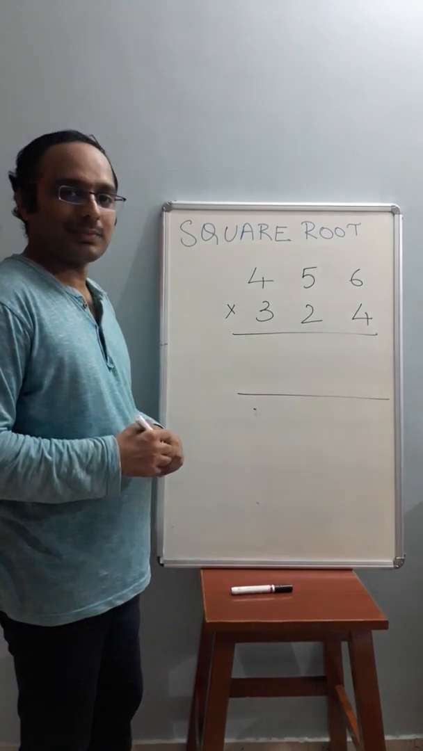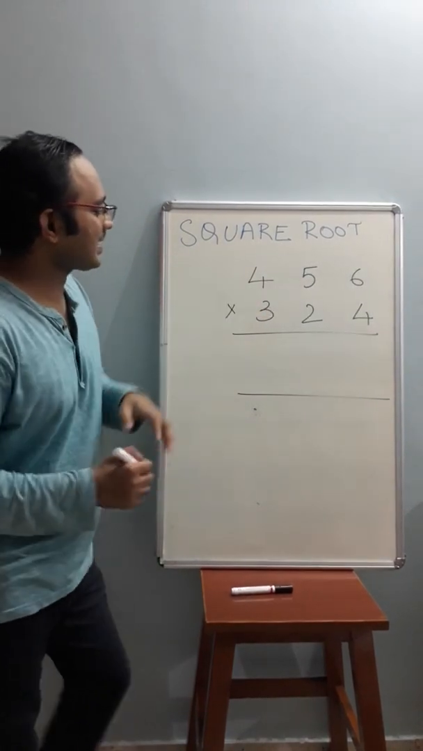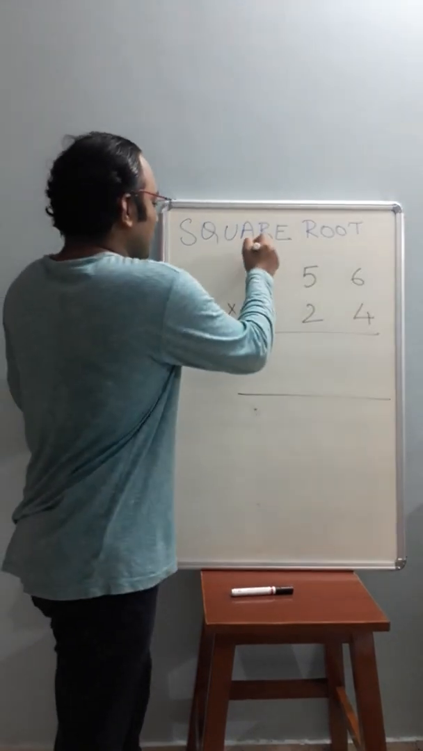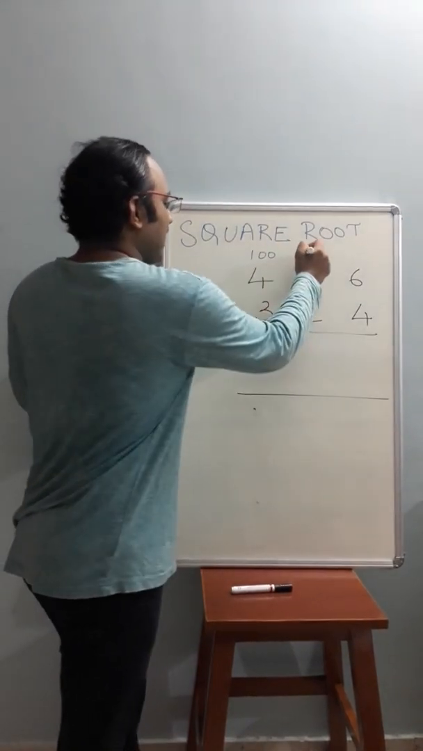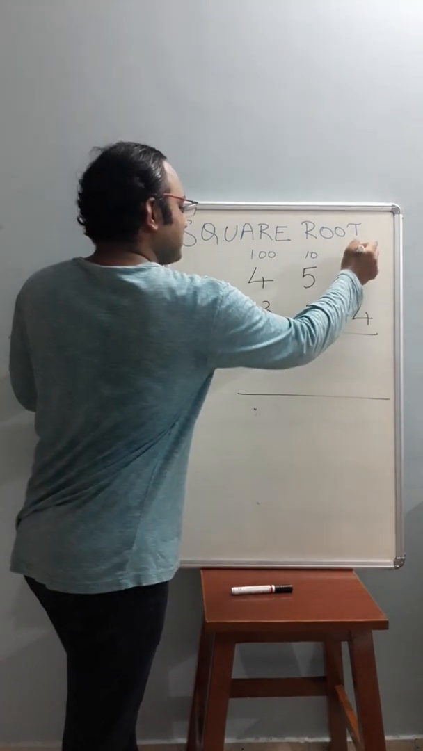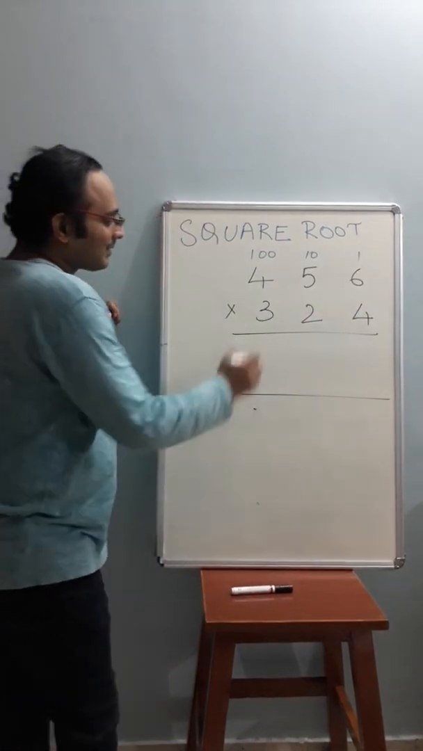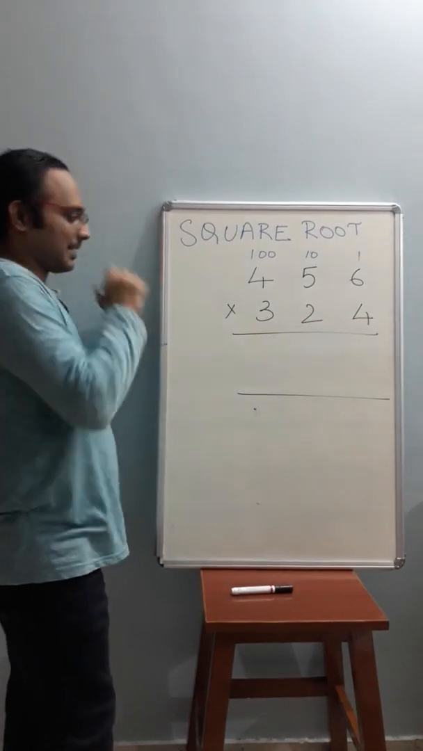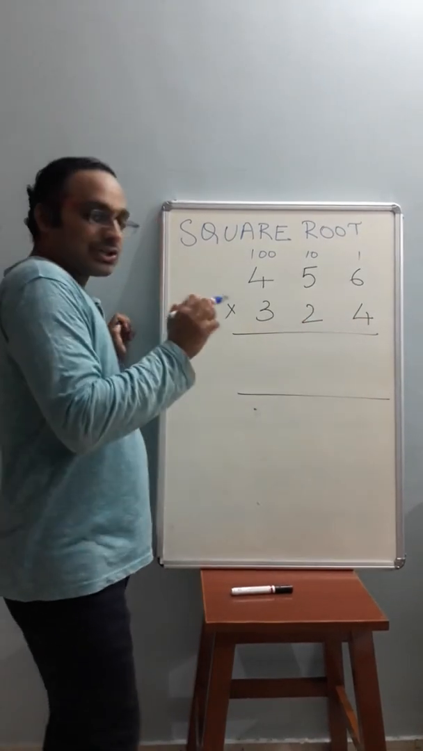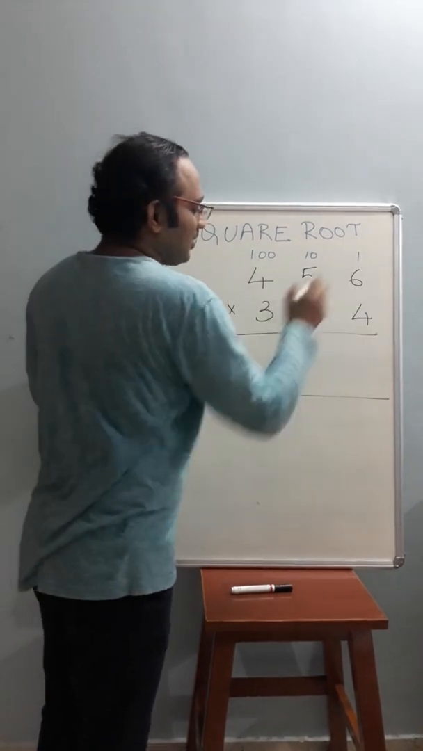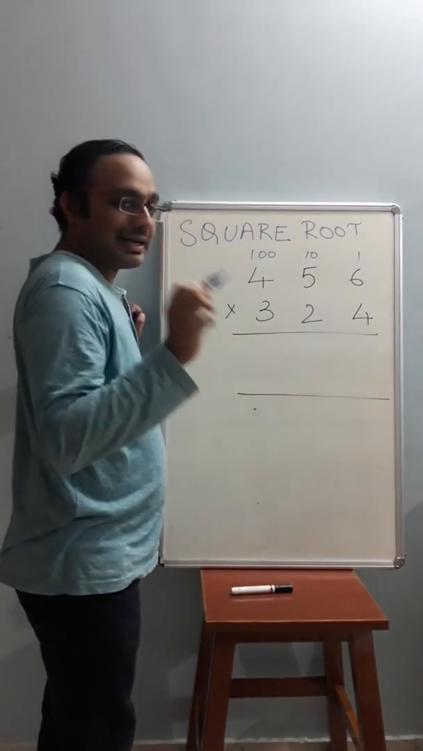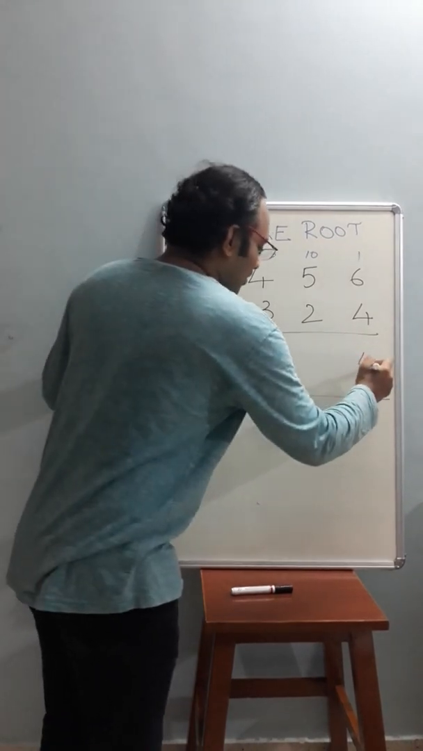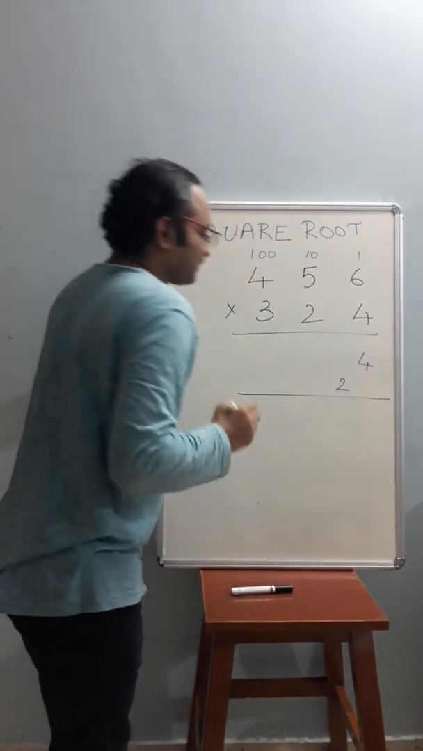Let's consider one more example. 456 into 324. Here we have 4 in hundreds place, 5 in tens place, and 6 in units place. And we have 3 in hundreds place, 2 in tens place and 4 in units place. Now, what should be in the units place? 6 into 4, which is 24, but we cannot have 2 digits in the units place. So, we write 4 and 2 is a carry.